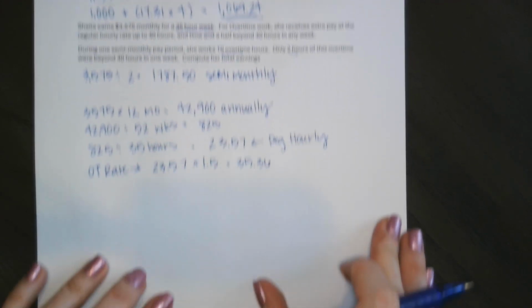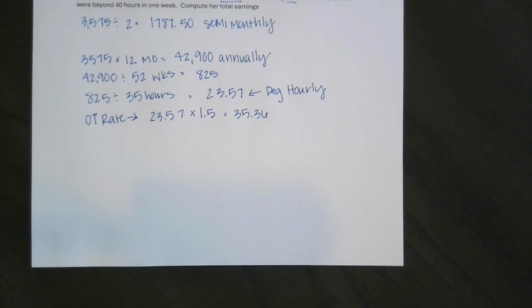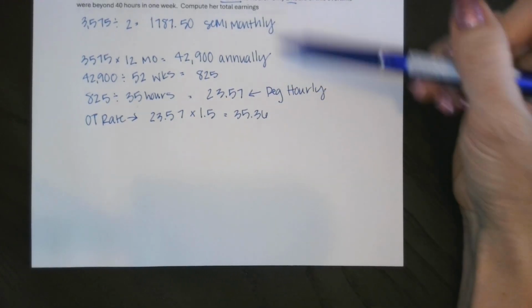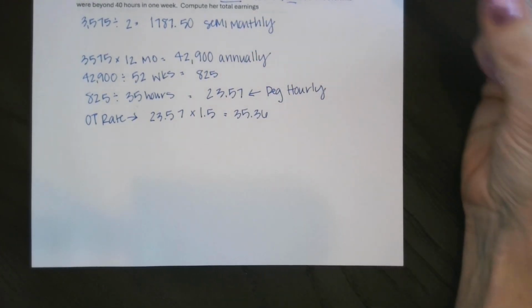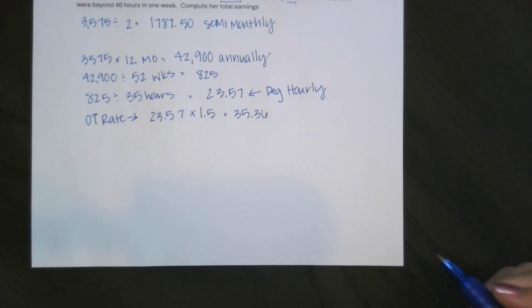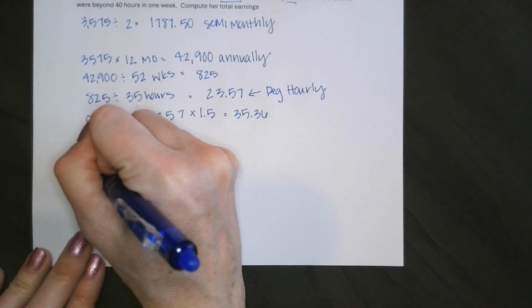Scoot this up. Okay, so we have a bunch of rates here. We have her semi-monthly amount, okay? What we will do is we'll start with just her regular semi-monthly earnings.